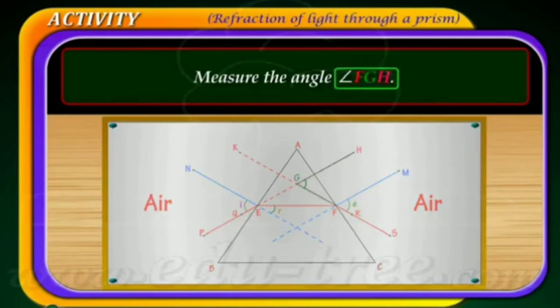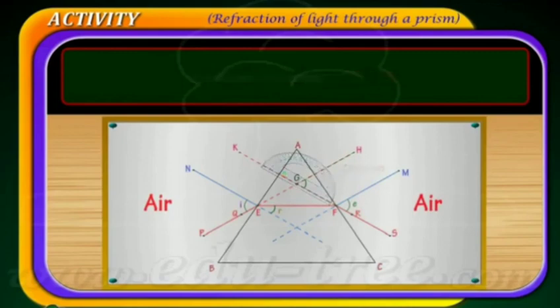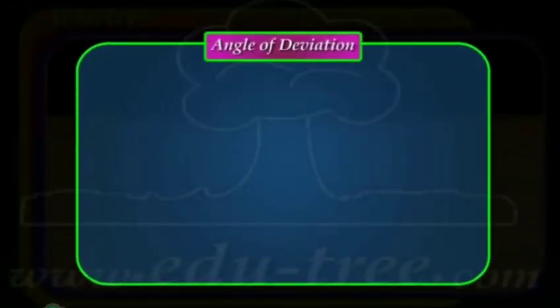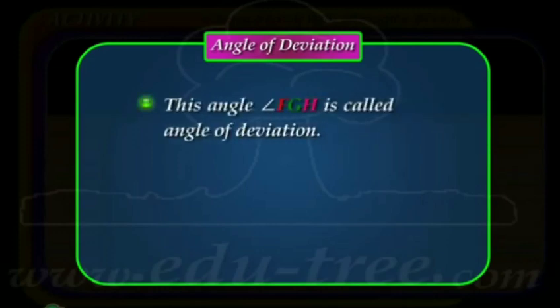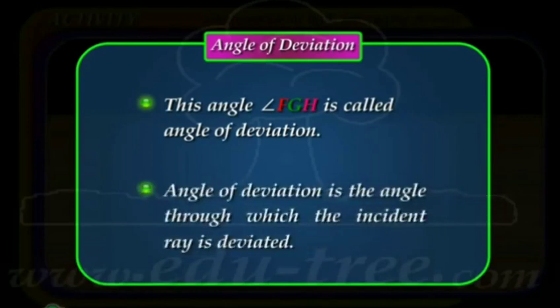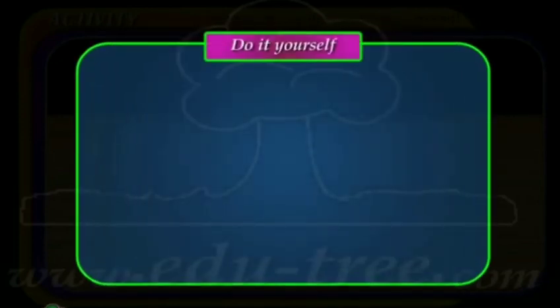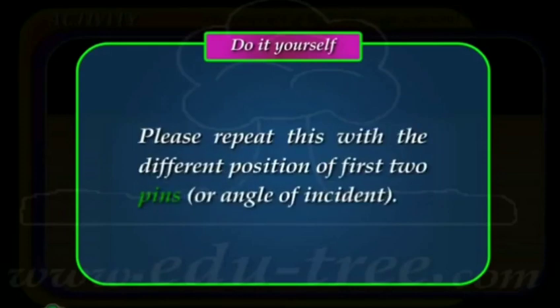Measure the angle FGH. Angle of deviation. This angle FGH is called the angle of deviation. Angle of deviation is the angle through which the incident ray is deviated. Do it yourself. Please repeat this with a different position of the first two pins or angle of incidence.